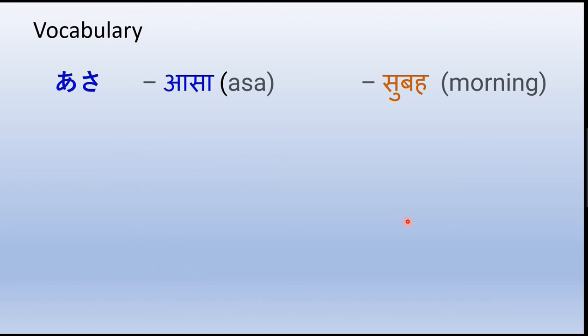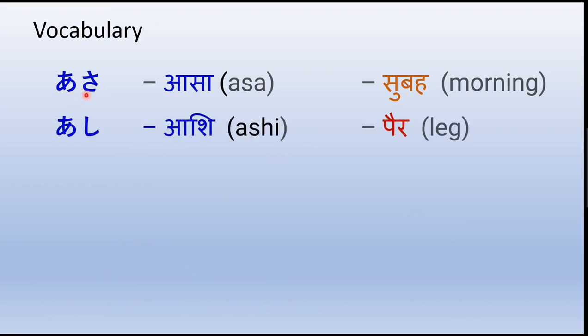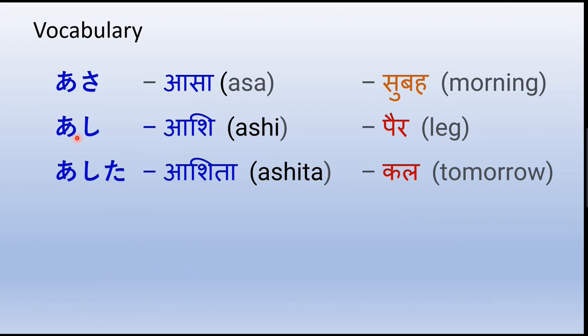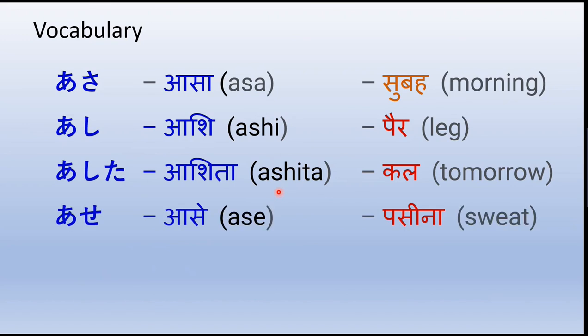Asa. Asa means morning. So you can see here, this is a, this is sa that we have just learned how to write. Asa. This is morning. Ashi. Ashi, a, and shi, ashi. This is leg. Ashita. Ashita is tomorrow. And the point to be noted here is that although it is written as a, shi, ta, the pronunciation will be ashta. The i sound in shi will be pronounced very lightly. So it will not be ashita, but it will be ashta. Ashta means tomorrow. Ase, sweat.